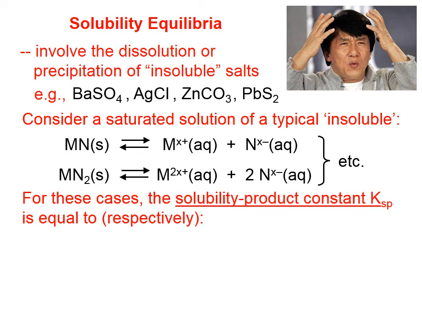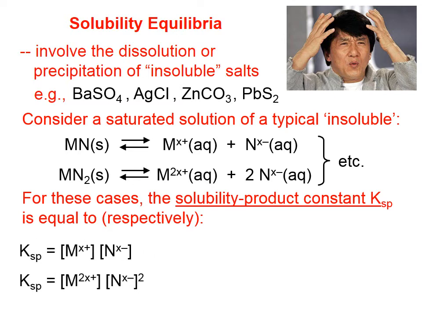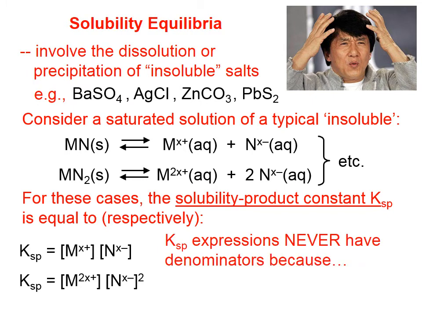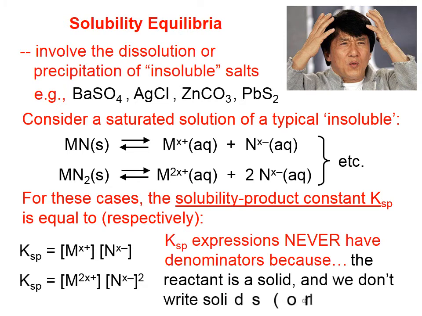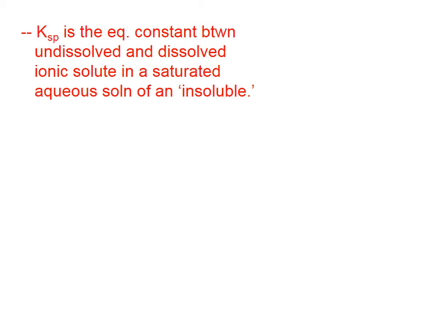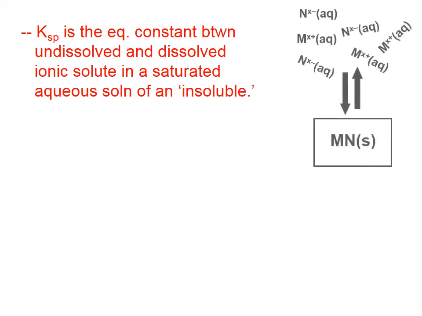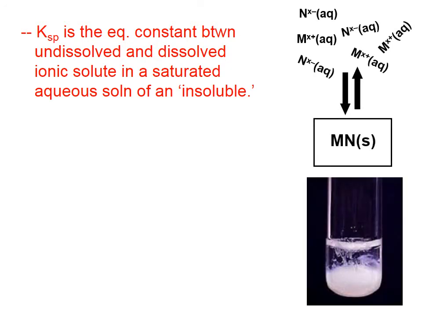For these cases, the solubility product constant, Ksp, is equal to these expressions here. Remember that an equilibrium constant is always products divided by reactants, and we raise each substance to the power of its coefficient in the equation. Ksp expressions never have denominators, and that's because the reactant is a solid, and we don't write solids or liquids in K expressions. Any Ksp expression will never have a denominator. Ksp is the equilibrium constant between undissolved and dissolved ionic solute in a saturated aqueous solution of an insoluble.